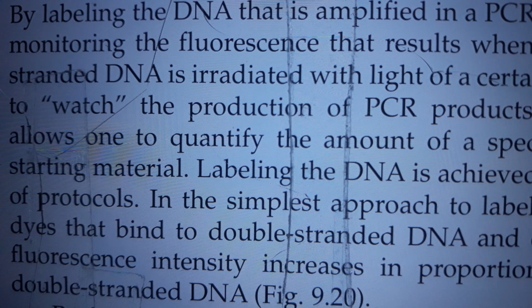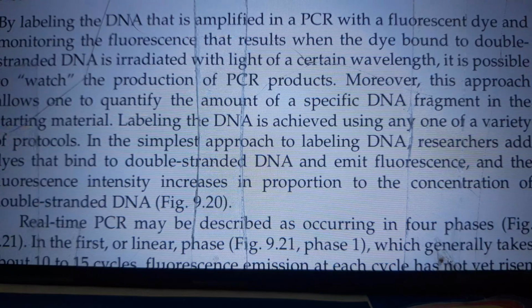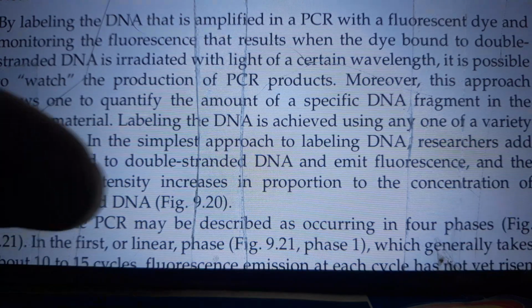By labeling the DNA that is amplified in a PCR with a fluorescent dye and monitoring the fluorescence that results when the dye bound to double-stranded DNA is irradiated with light of a certain wavelength, it is possible to watch the production of PCR products. Moreover, this approach allows one to quantify the amount of a specific DNA fragment in the starting material.